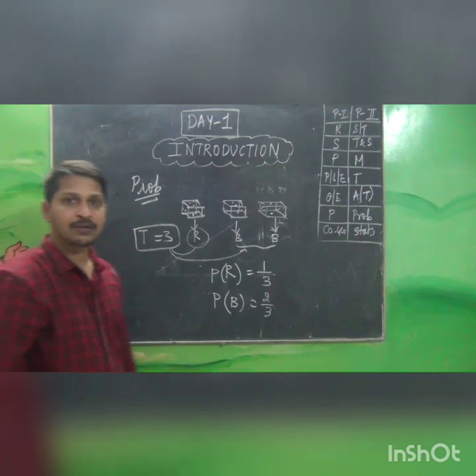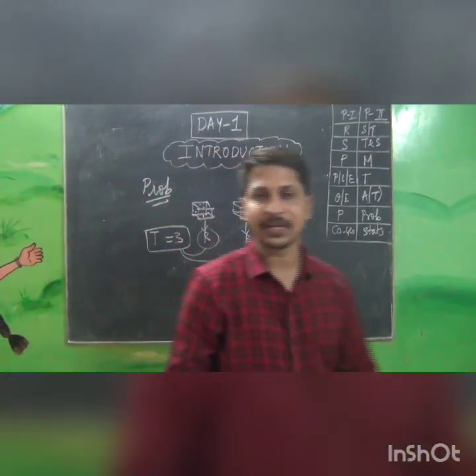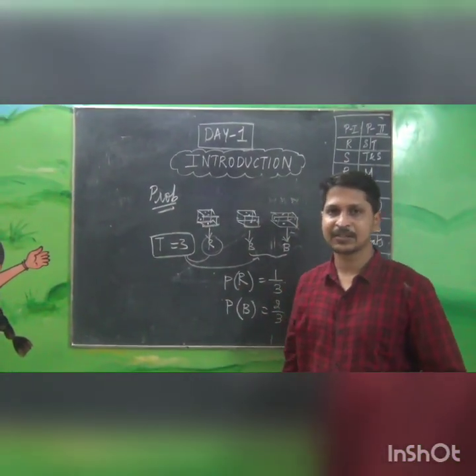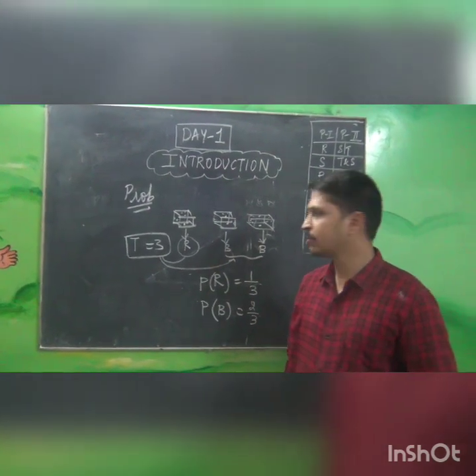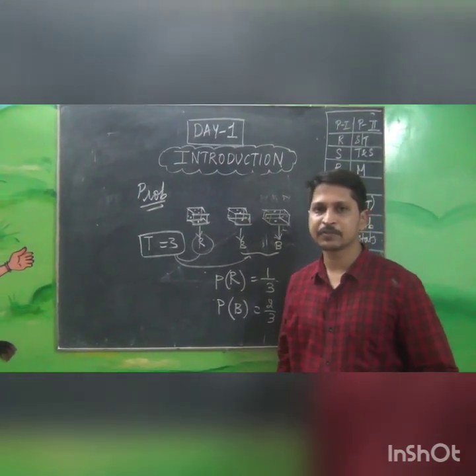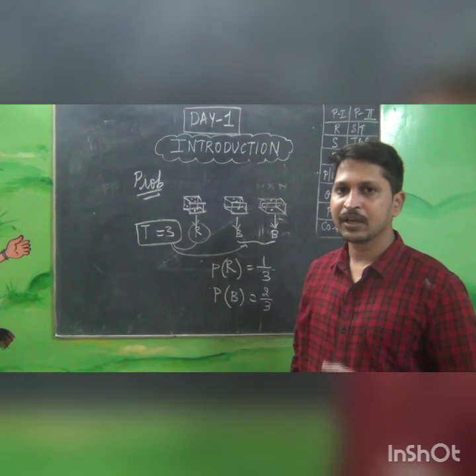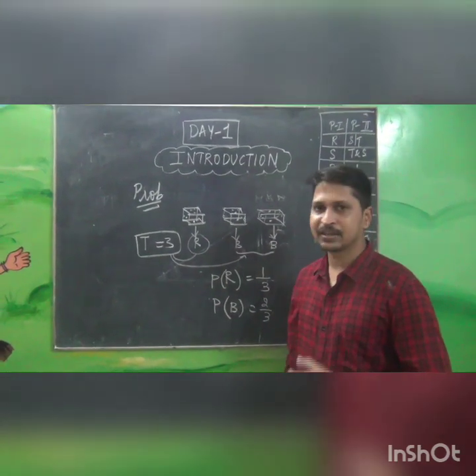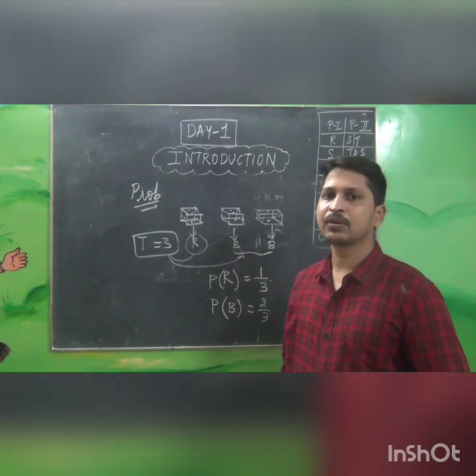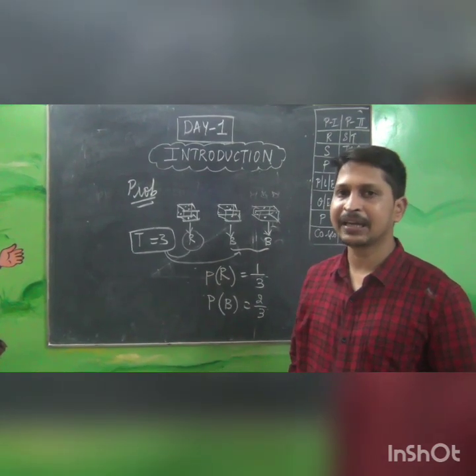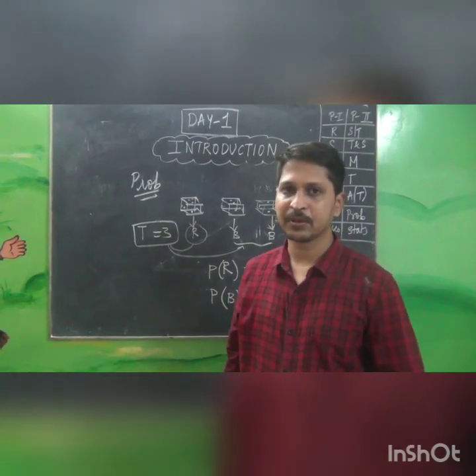So like that we have a number of examples and applications. It is a very interesting and very easy chapter. We have only one formula in this, which is number of favorable outcomes by total number of outcomes. With that formula we can do the entire chapter. It's totally about using your analytical and logical thinking skills.